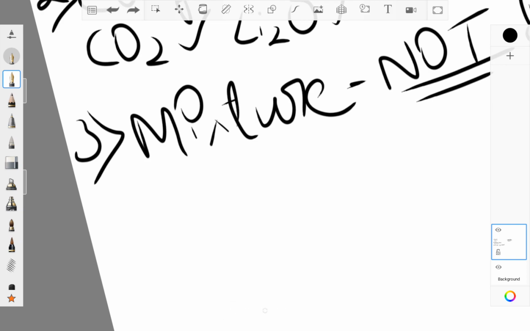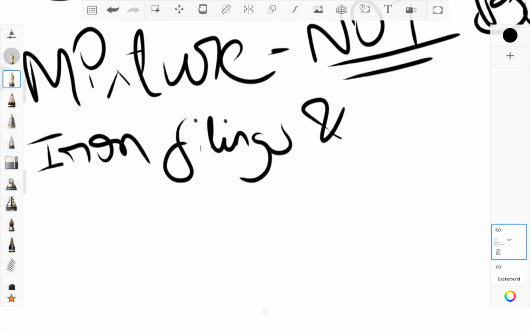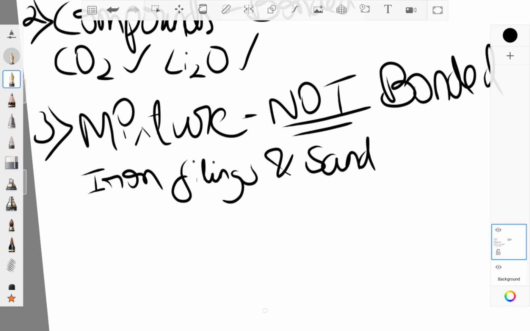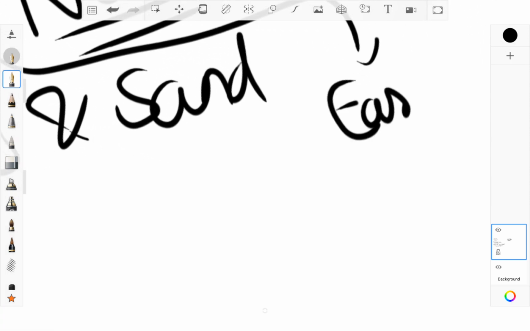An example of a mixture would be a mixture of iron filings and sand. I'm not sure if I spelled iron filings correctly, but you get the point. The iron is its own thing, and the sand, which is usually mainly just silica, is its own thing. They're not bonded together. Another important characteristic of mixtures is that they're easy to separate via physical means.